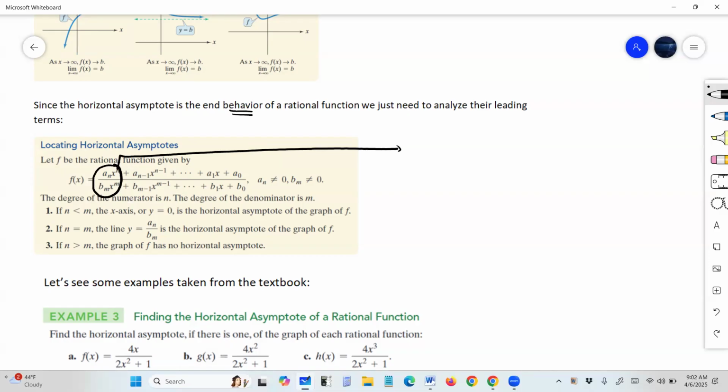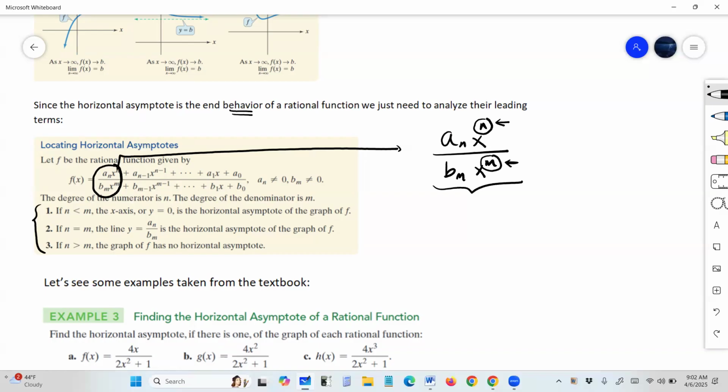So I'm going to write it here. This is the only thing we're interested in. This is the leading term of the numerator. This is the leading term of the denominator. Whatever it is, we don't care about anything else, just the leading term of both. And then we're going to take a look at these three possibilities. This is the n exponent of the numerator. This is the m exponent of the denominator. It's the highest exponent of the denominator and the highest exponent of the numerator.